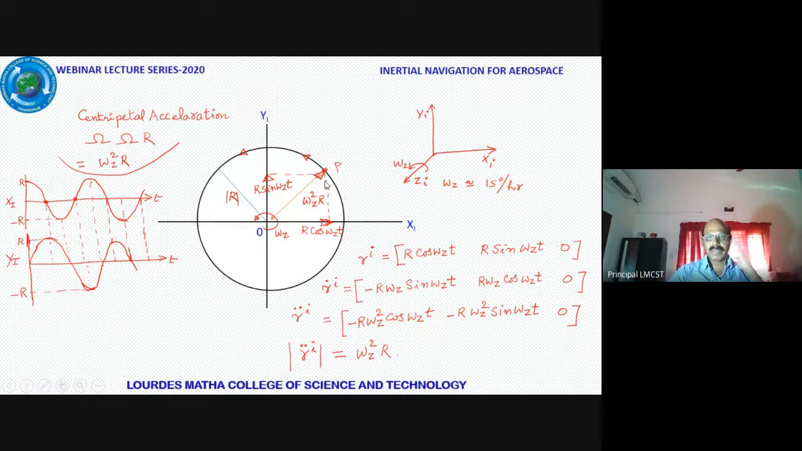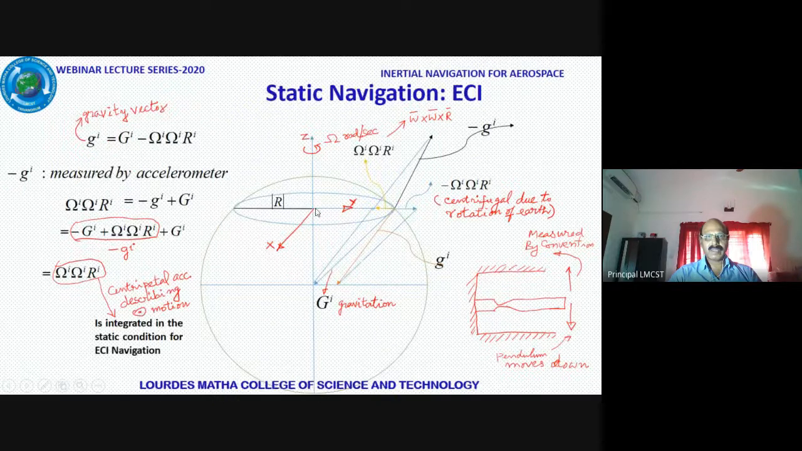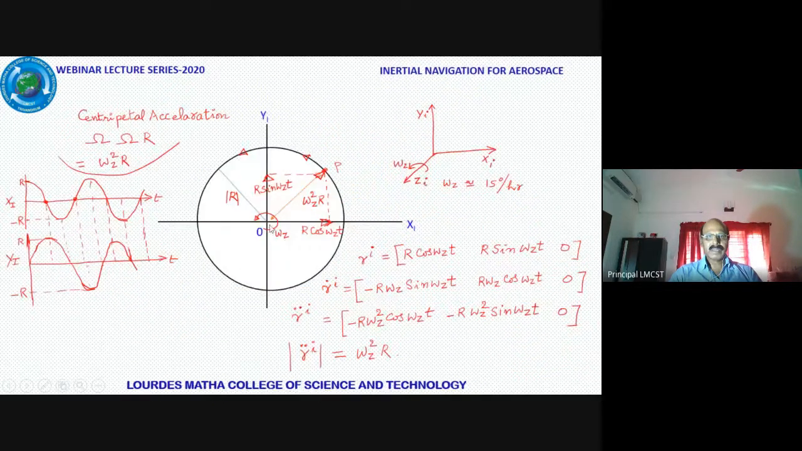Now here, as we know earlier, this radius is capital R, not the Earth's radius. This is a capital R, and if you are at this particular point, then your position vector is R cos omega z t and R sin omega z t.